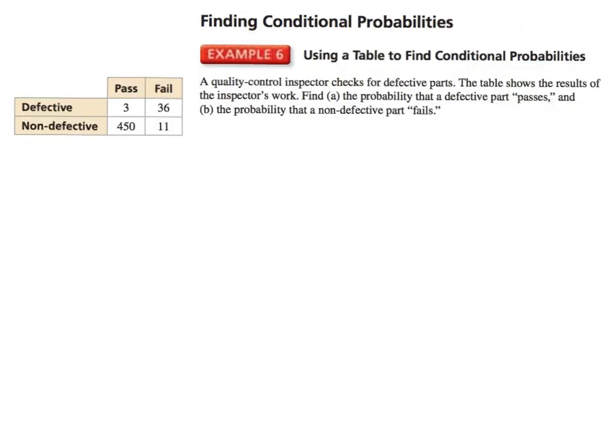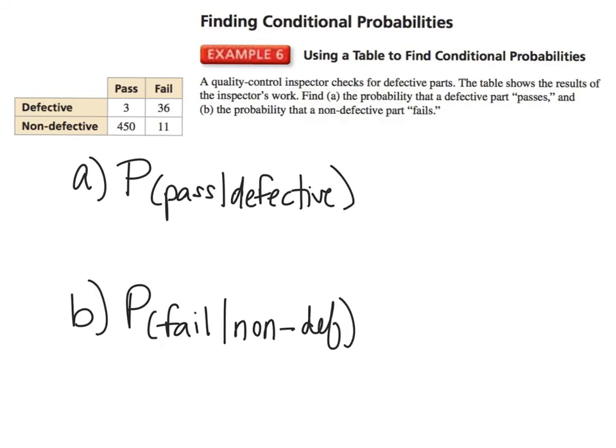Next example. A quality control inspector checks for defective parts. The table shows the results of the inspector's work. Find the probability that a defective part passes, and then the probability that a non-defective part fails. So in part A, we are just finding the conditional probability. All right, so here's how we do it.